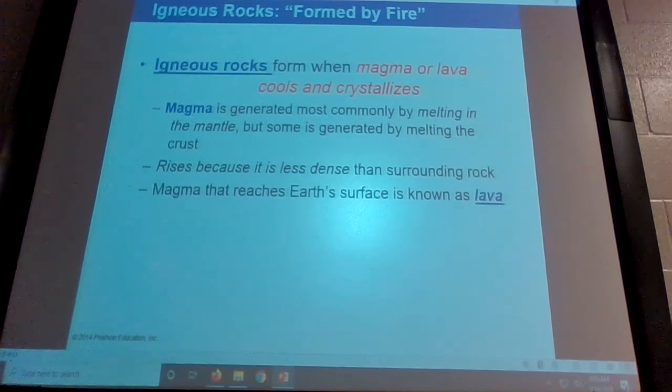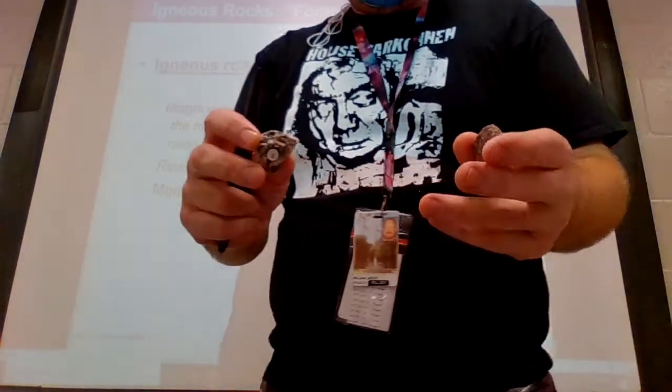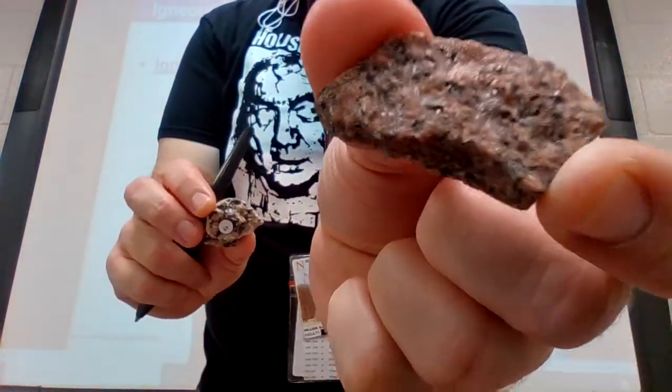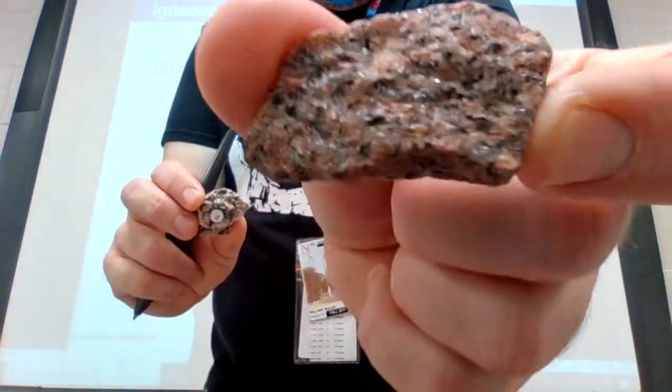Get it out of the tray. Here we go. So I'm going to pass around these two. I'm going to turn the light on. And actually, I will hold these up for the camera. I don't know if this is going to work very well. So this rock is pretty much like a granite. I would call this a granite.